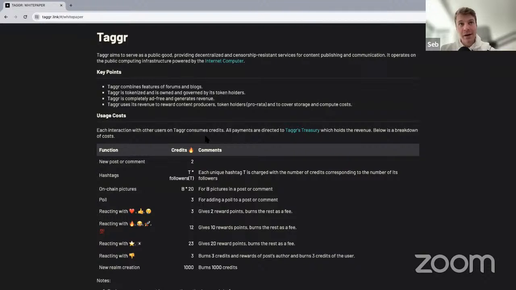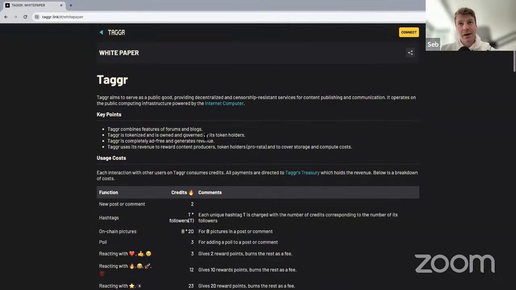So the main thing is that Tagger goes in the opposite direction of most social networks. Most social networks would like to have users posting as much as possible. Tagger makes users pay every time you post. So it can seem a little bit strange: why as a user would I go on Tagger to pay for posting things when I can go on another platform and not pay?